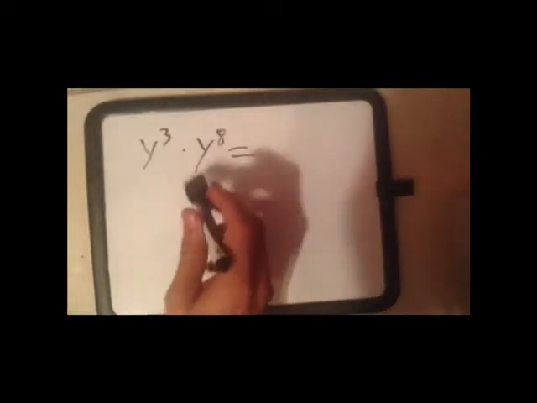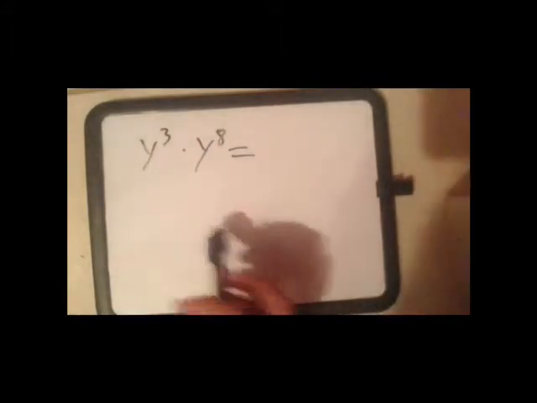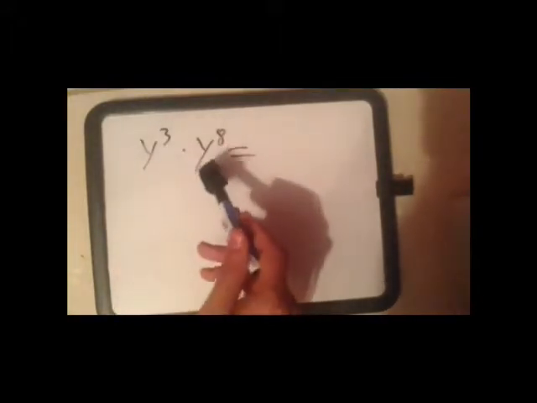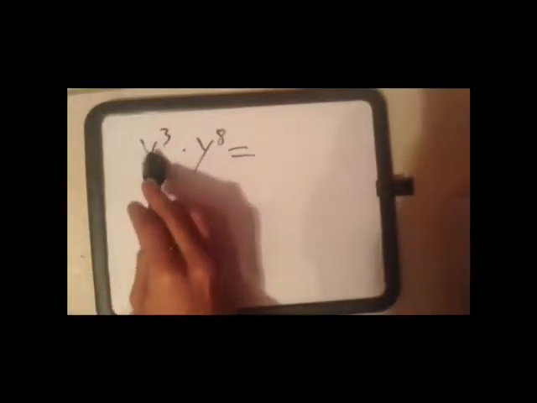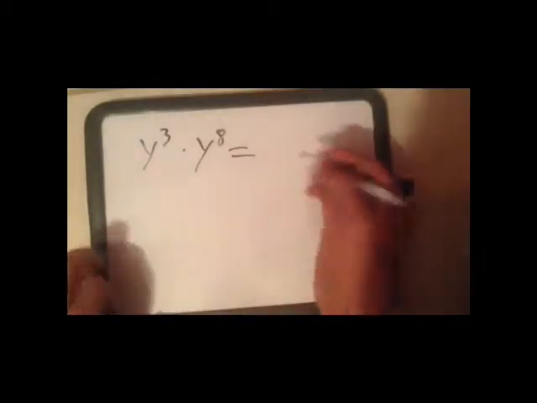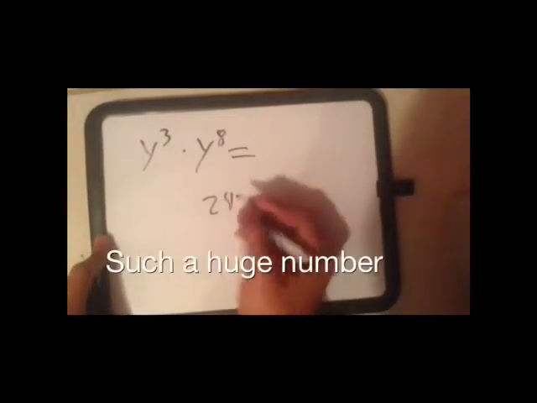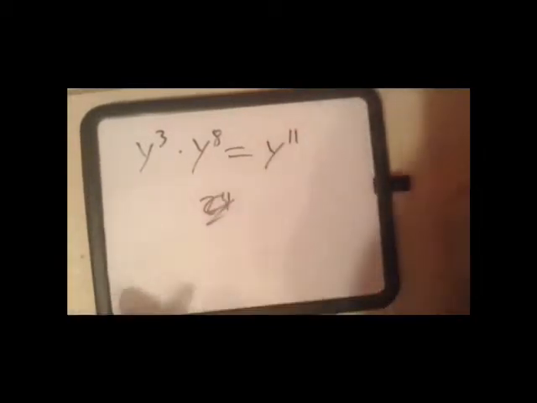Okay, so since both the coefficients are the same, all we have to do is worry about the exponents. Now, since the coefficient with the exponent is being multiplied by the other coefficient with the exponent, usually people will think that you have to multiply the exponents. This is not the case. Actually, you need to add them. So instead of it equaling something big like 24, it will actually equal y to the 11th. Right?